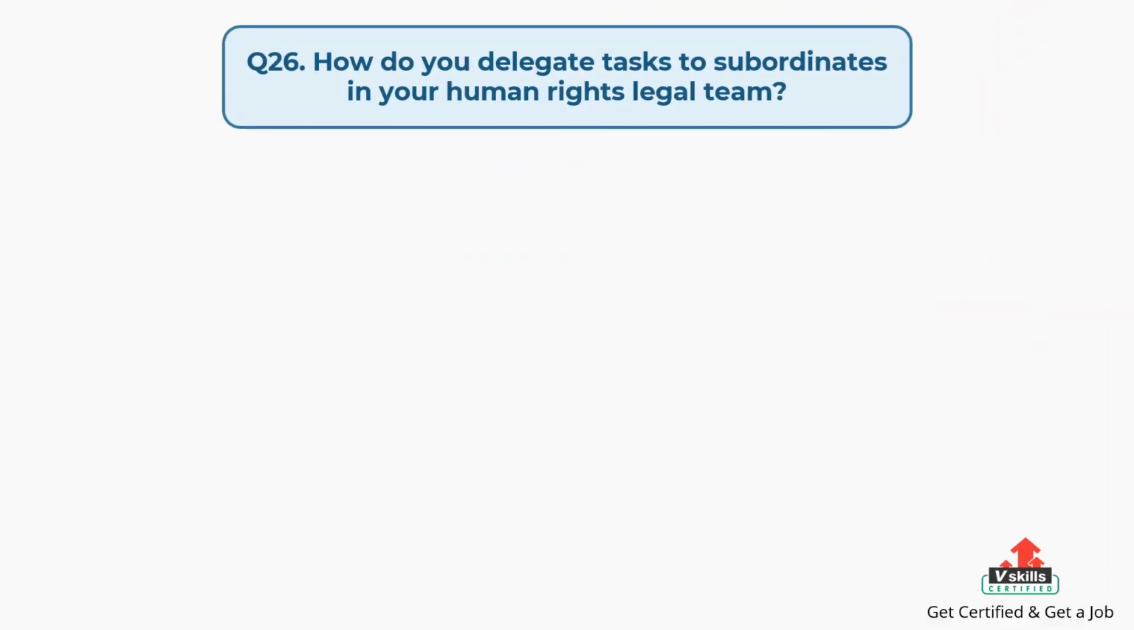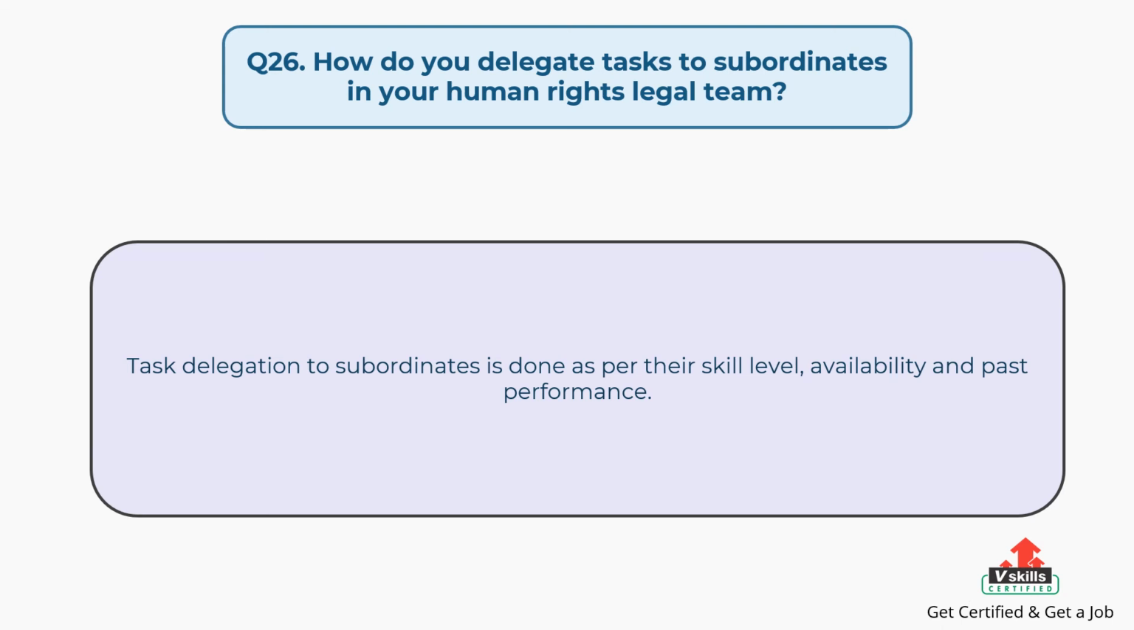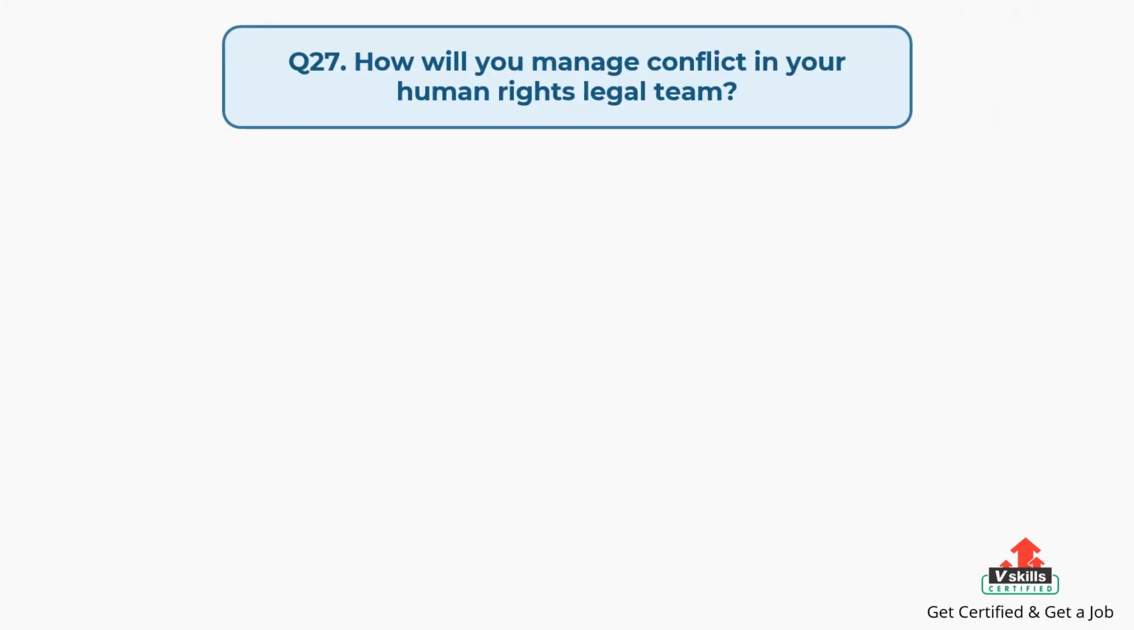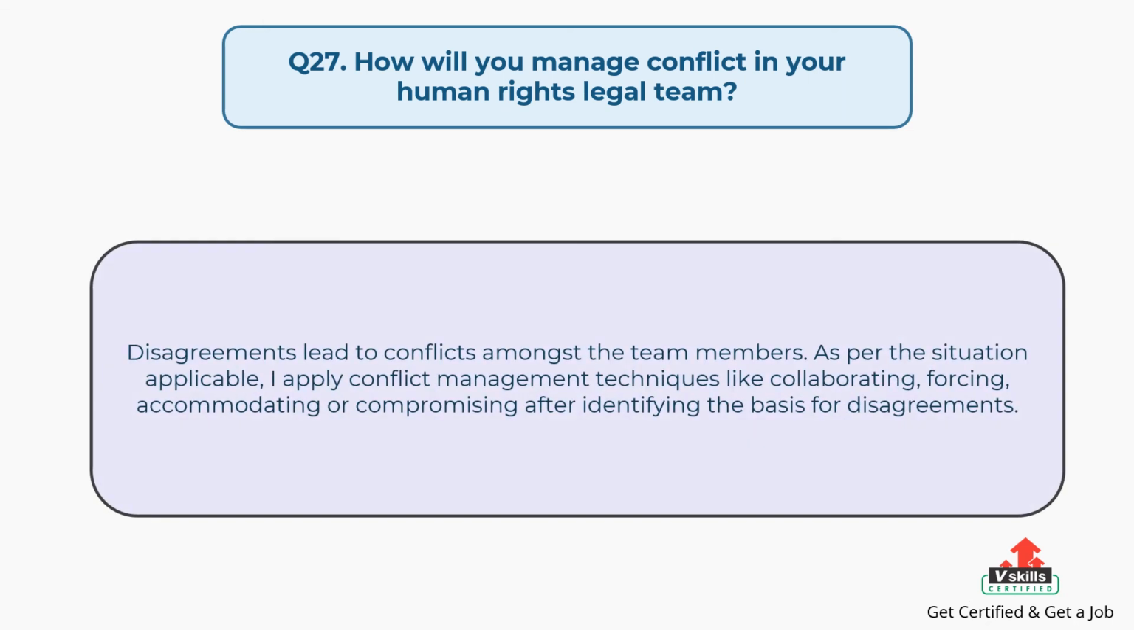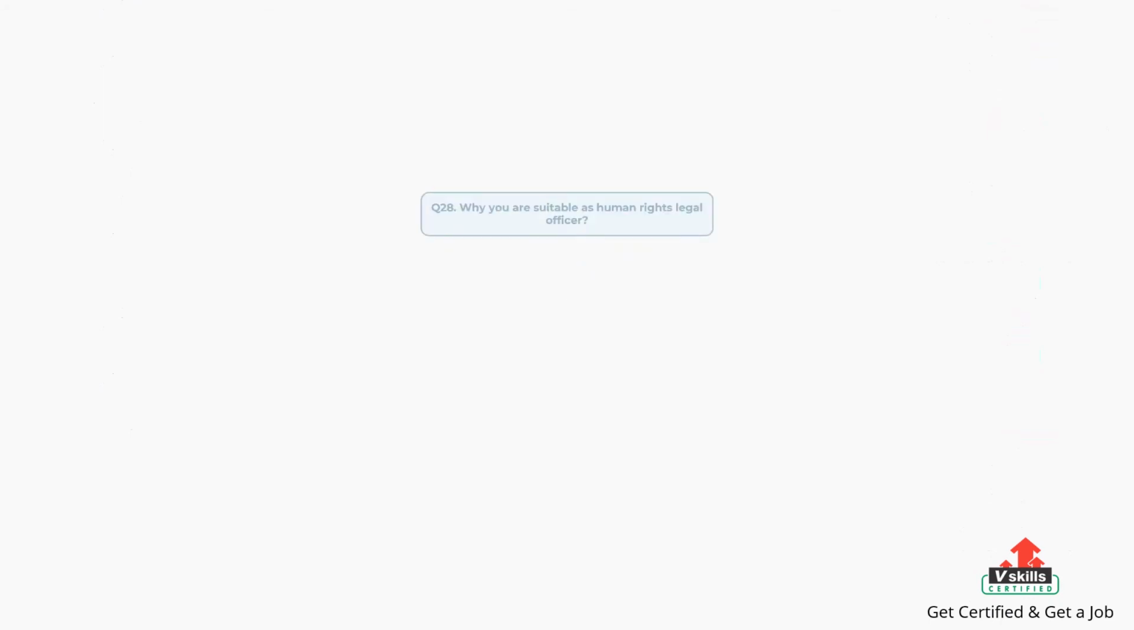Question number 26. How do you delegate tasks to subordinates in your human rights legal team? The answer is, task delegation to subordinates is done as per their skill level, availability and past performance. Question number 27. How will you manage conflict in your human rights legal team? The answer is, disagreements lead to conflicts amongst the team members. As per the situation applicable, I apply conflict management techniques like collaborating, forcing, accommodating or compromising after identifying the basis for disagreements.